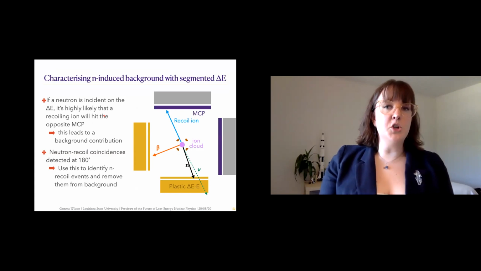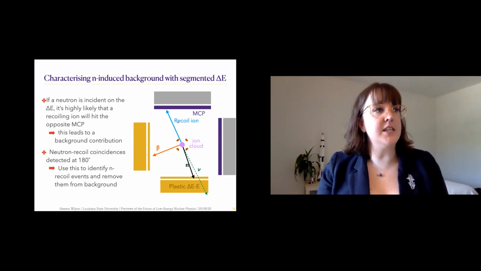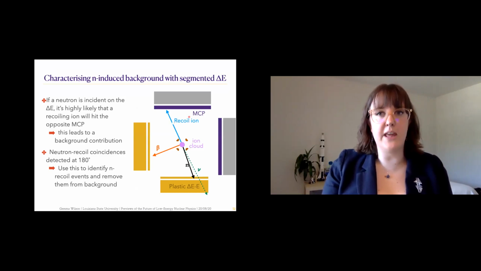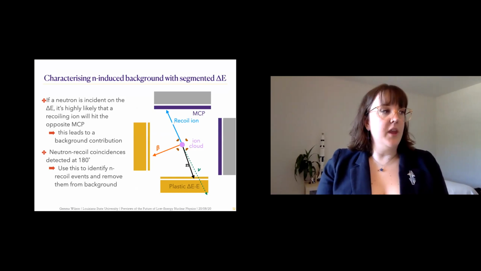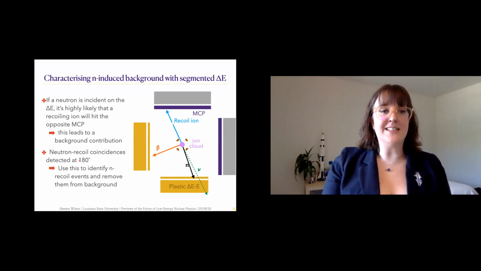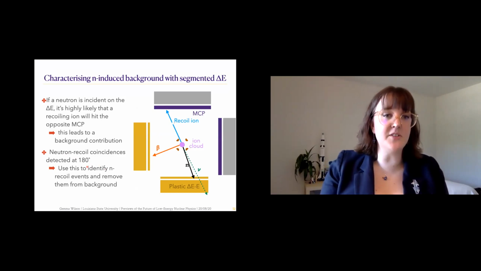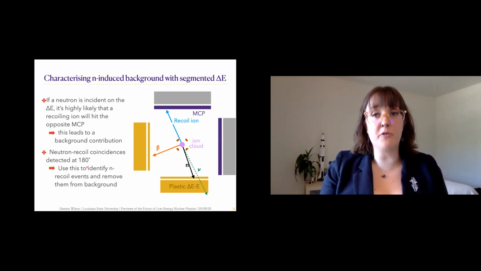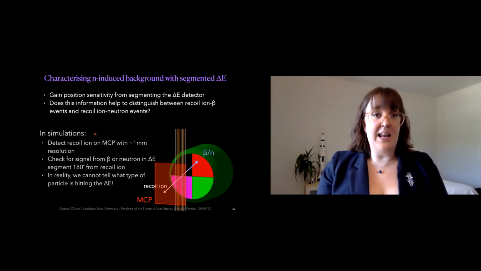So if a neutron is incident on the delta E detector, it's highly likely that opposite you're going to detect a recoiling ion in the MCP, which leads to the background contribution. Because neutron recoil ion coincidences are detected at 180 degrees, we can use this to identify these events and then remove them from the background. The way I did that was by using simulations again.